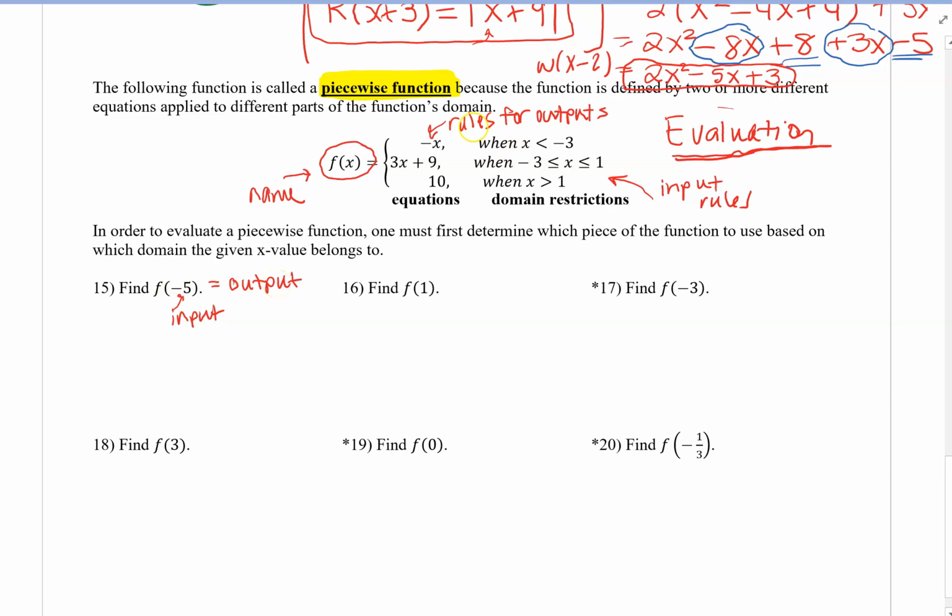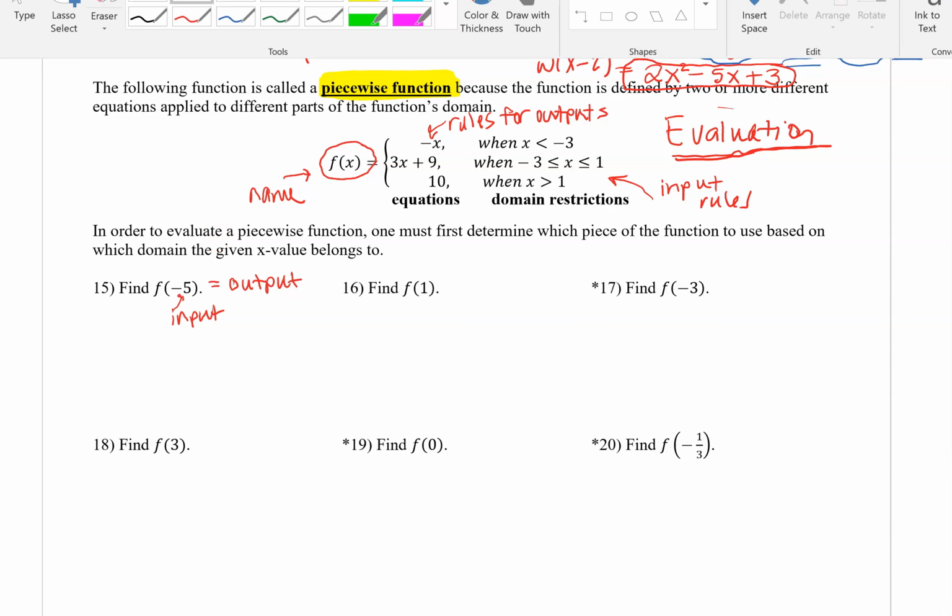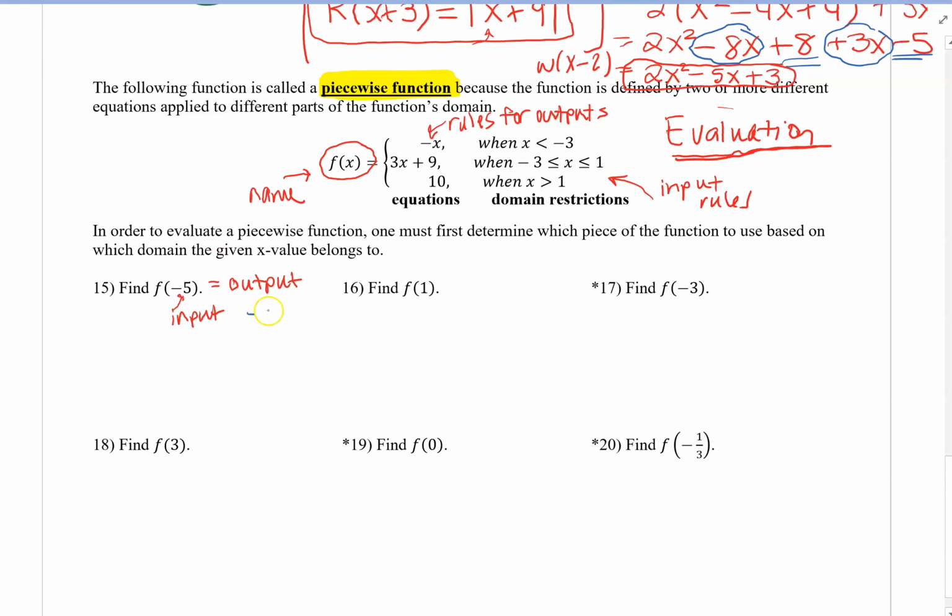So when you're given a function being represented in multiple pieces, then what you have to do is take that input and go to your input rules and figure out which one it belongs to. So -5 is less than -3 because it's more negative, right? So it would fall under this category. This input follows this rule. It's less than -3.